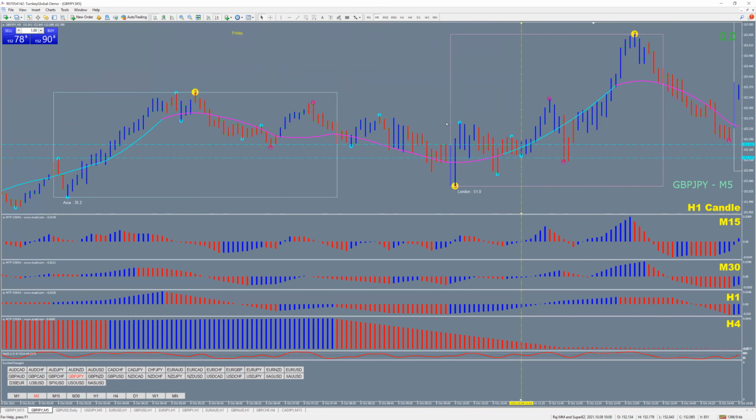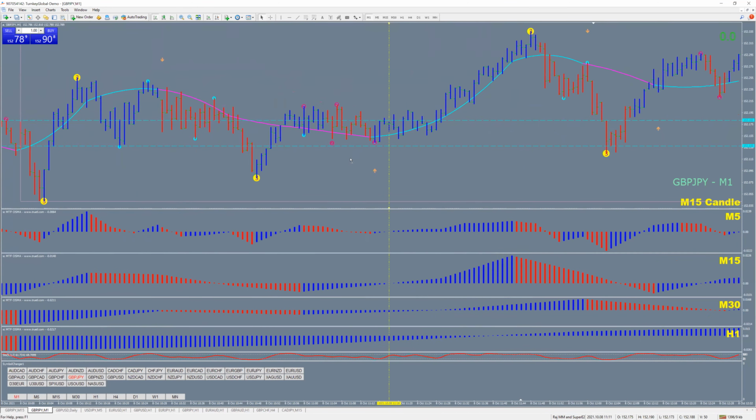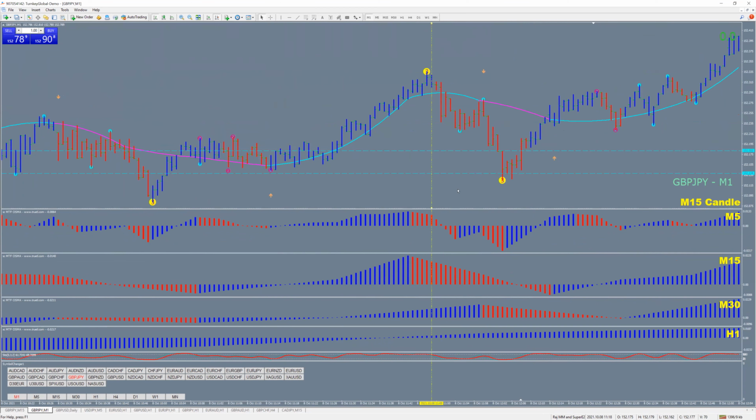Where's my next trade? Right there. Right there. That's the 1 ball retracement. Wait for it to finish. And here's my entry.